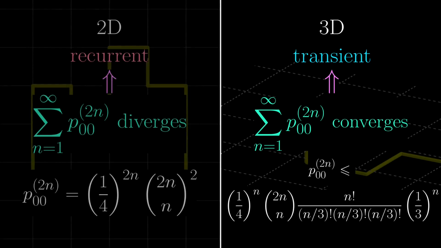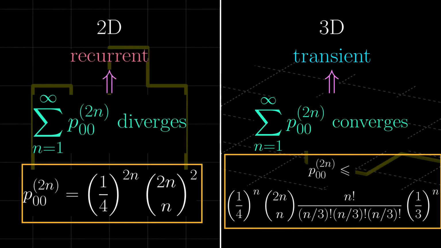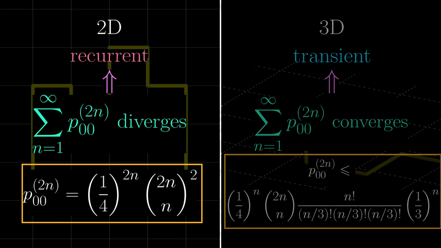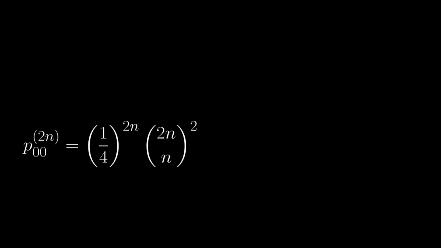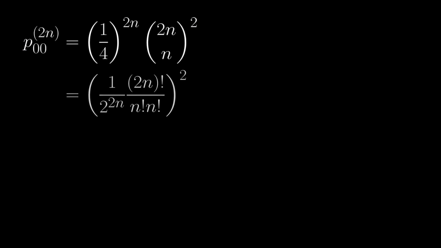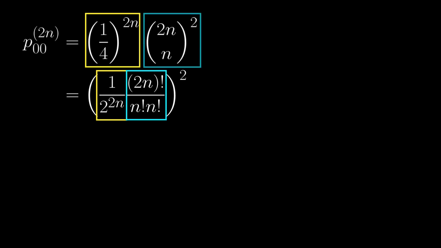But how do we know whether the series produced by these terms diverges or converges? Let's focus on a 2D case. This will be the final stretch. First off, we rewrite this as a square of something. This part comes from the power of 1/4, and the other part comes from the 2n choose n.